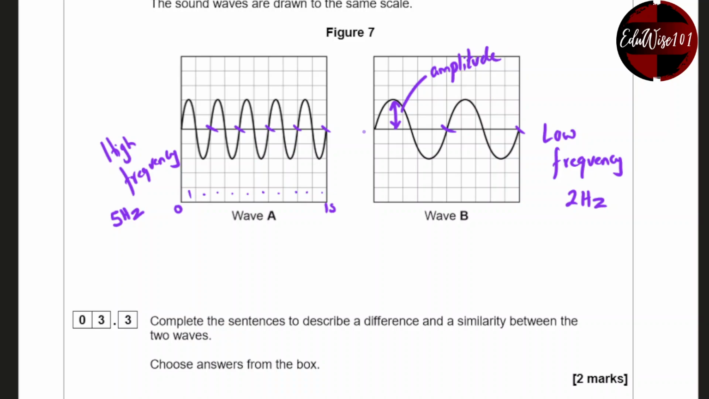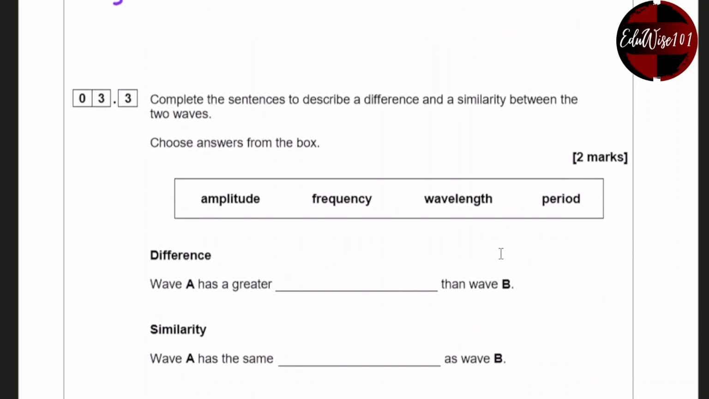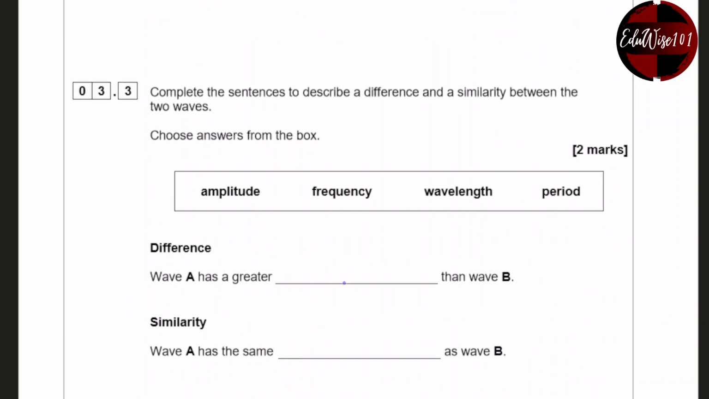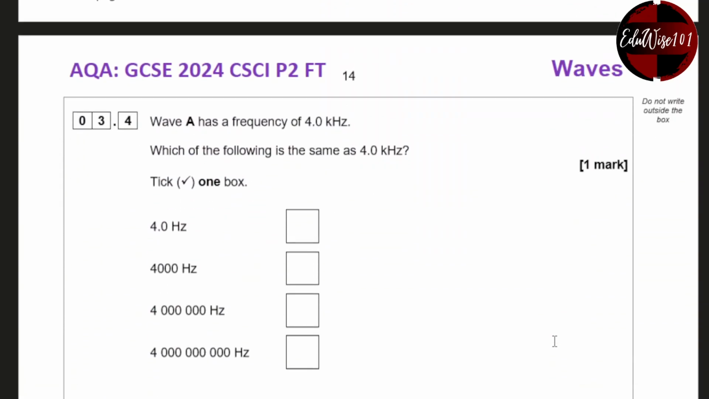So they both have the same amplitude here. So wave A has a greater frequency. Wave A has the same amplitude as wave B. Wave A has a frequency of 4 kilohertz. So this small k means kilohertz.